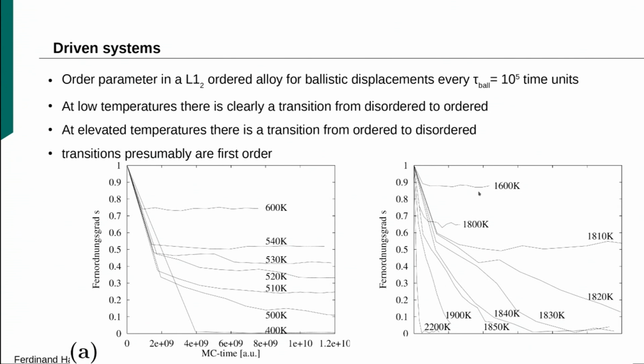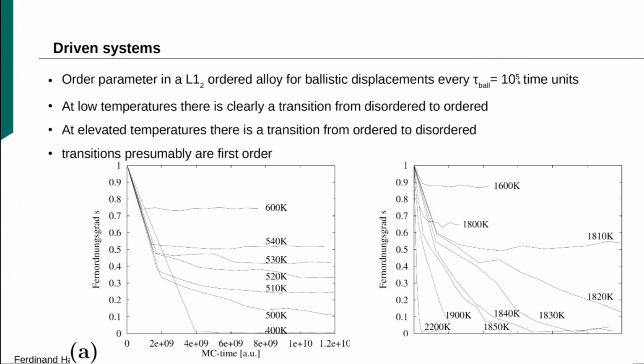So this is the athermal part, where the athermal exchanges win the game. Now here at elevated temperature, 1600, 1800, and so on, you see that say at 1810, there's still some stable degree of order, and here it's approaching zero order. So here you have a clear disordering.